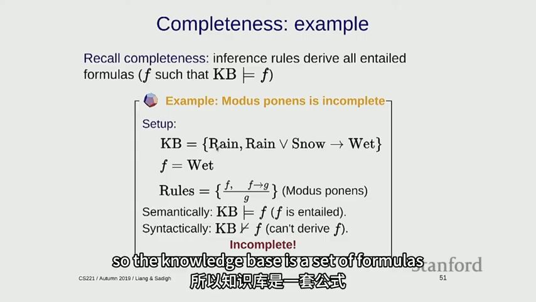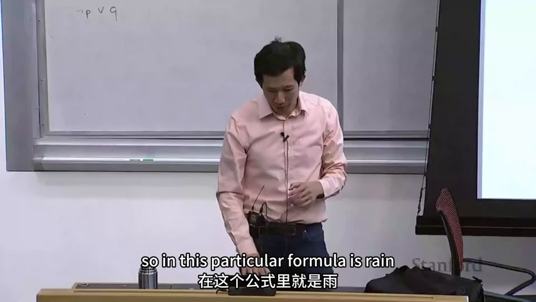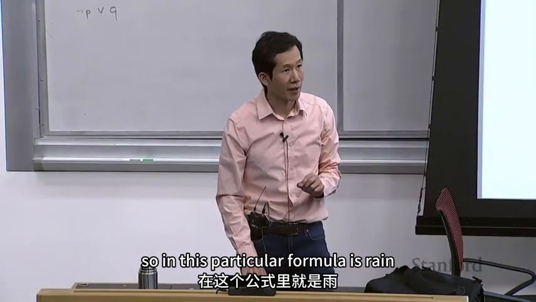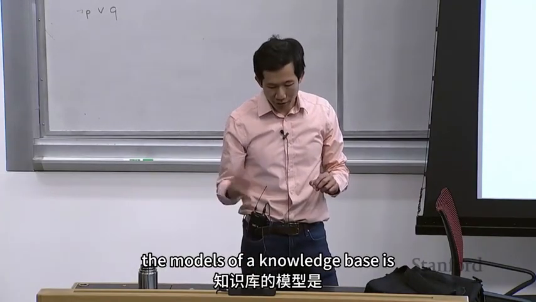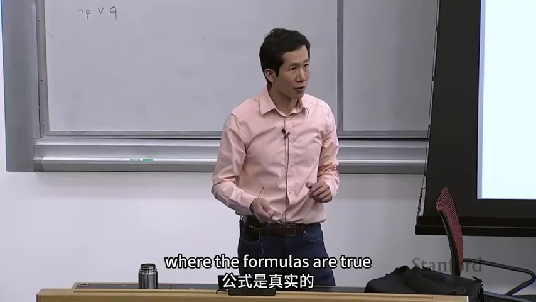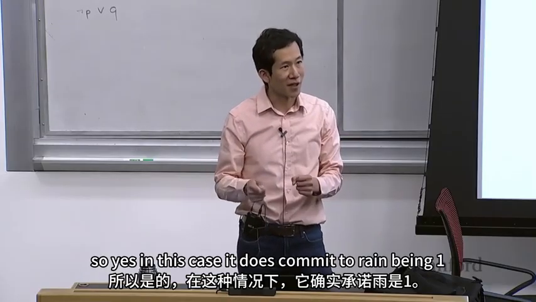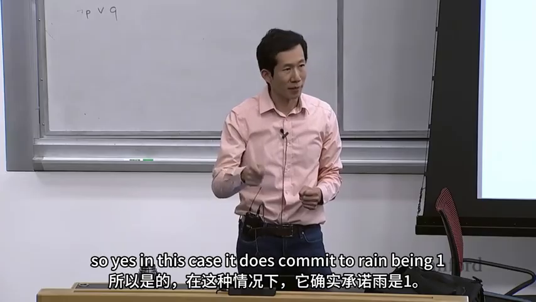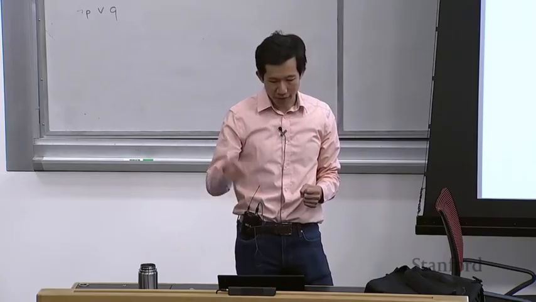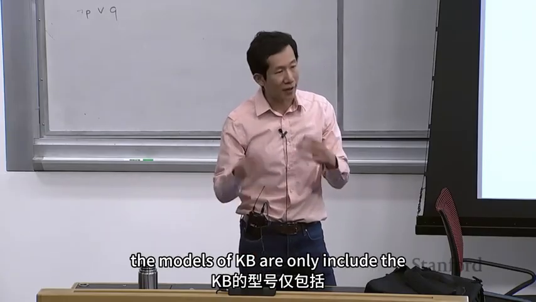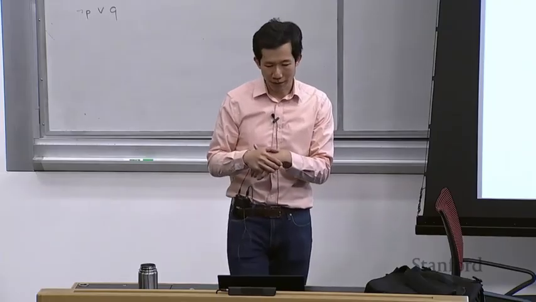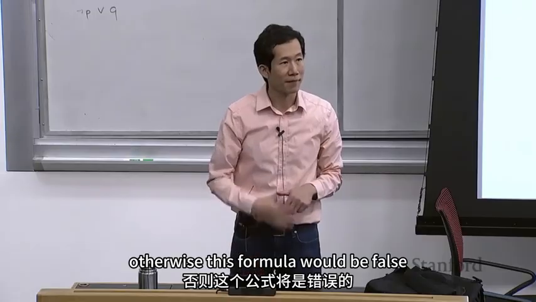So the knowledge base is a set of formulas. In this particular case the formula is rain. And remember, the models of a knowledge base are where the formulas are true. So yes, in this case, it does commit to rain being 1. The models of KB only include the models where rain is 1. Otherwise, this formula would be false.